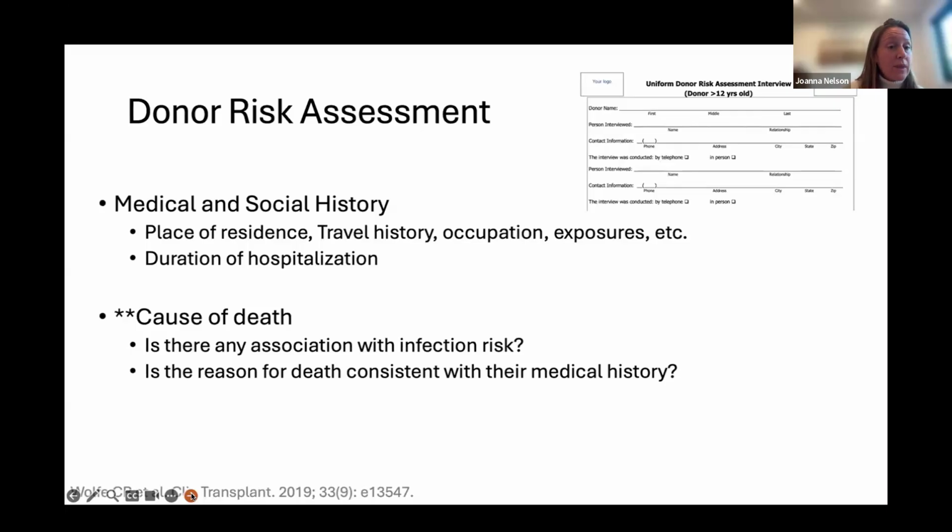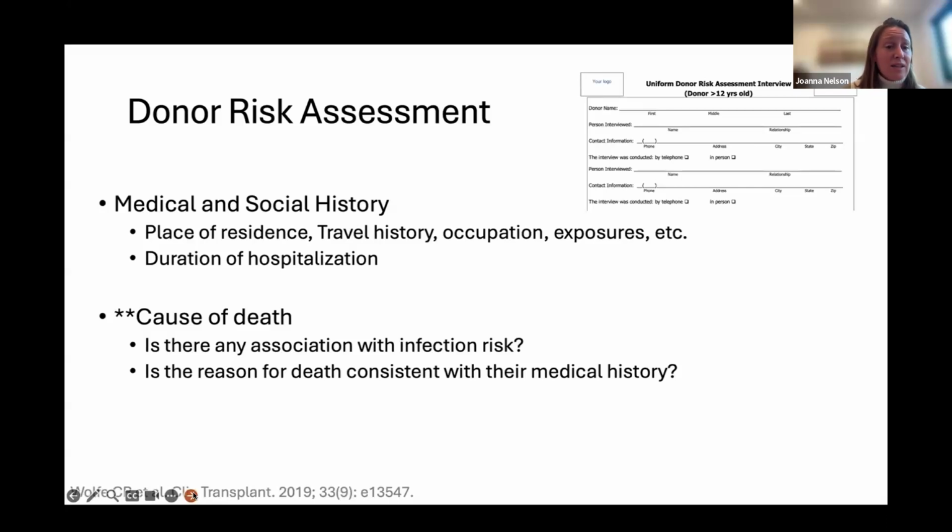And one important thing to highlight and look at is what the cause of death for the donor was. Often we might not get a lot of history in this regard, but it can bring up certain questions. Like, for example, is there any association with infection risk from the cause of death itself? For example, in a patient who may have overdosed using IV drugs, there's a certain risk for transmissible infections to come along with that donor.